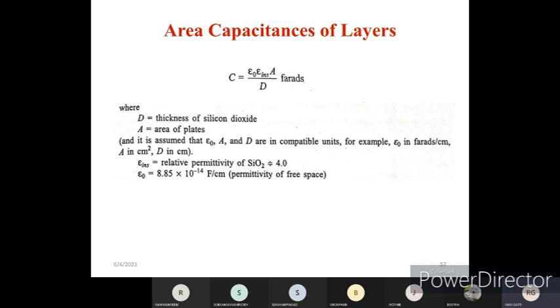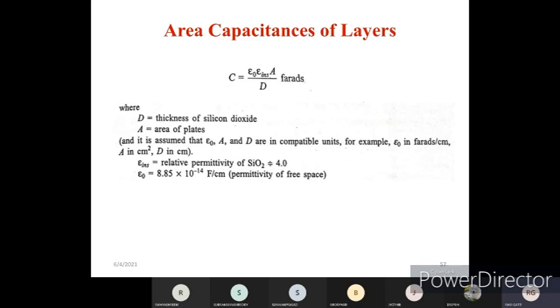And you know that epsilon naught and epsilon ins is nothing but the permittivity of free space. So we are going to calculate this in terms of Farads per centimeter, and epsilon ins is nothing but the relative permittivity of the insulator. So whatever silicon dioxide we will be using, the relative permittivity will be there. So what is the amount of relative permittivity we need to calculate? Generally for SiO2 it will be 4.0.